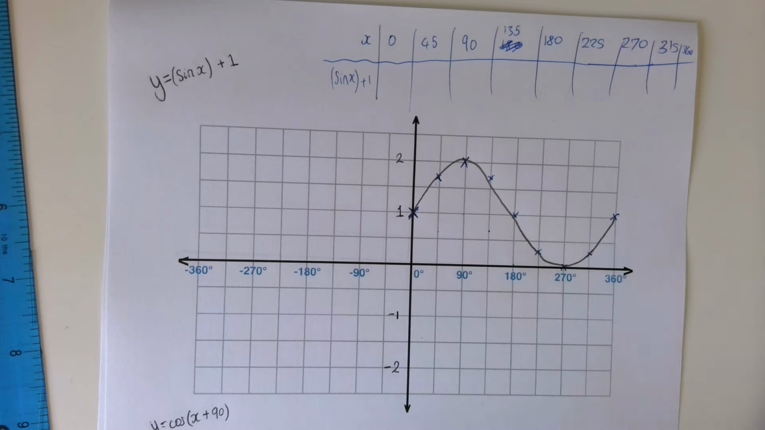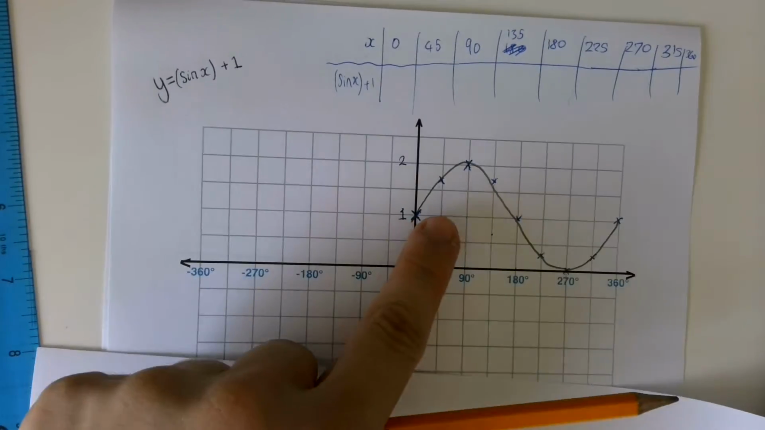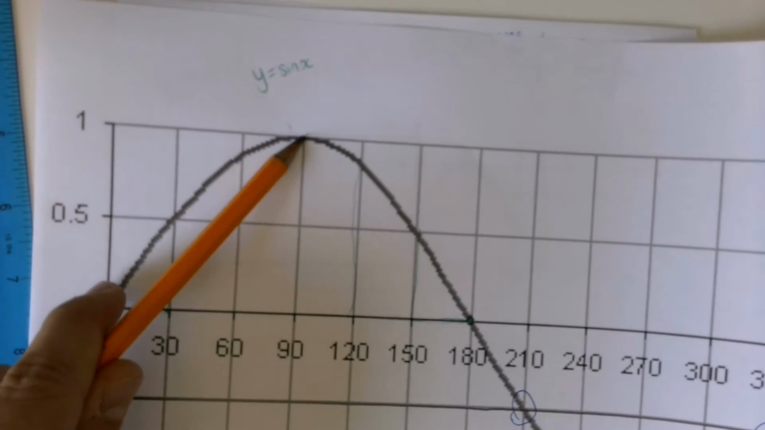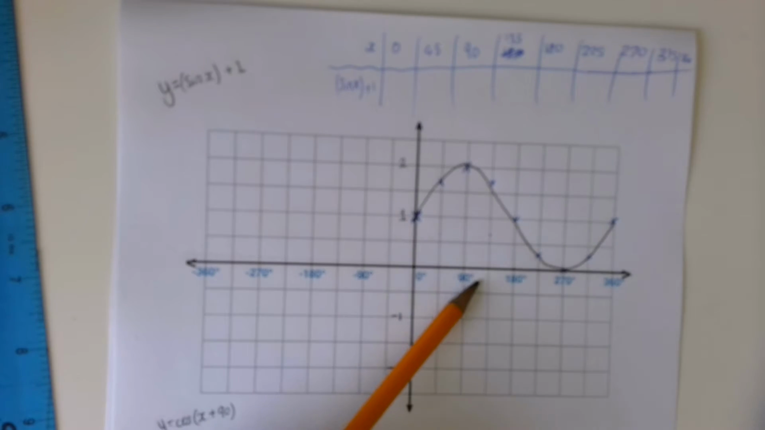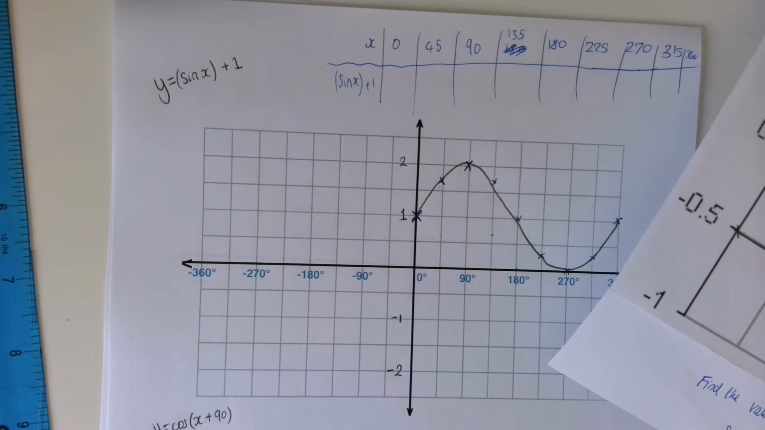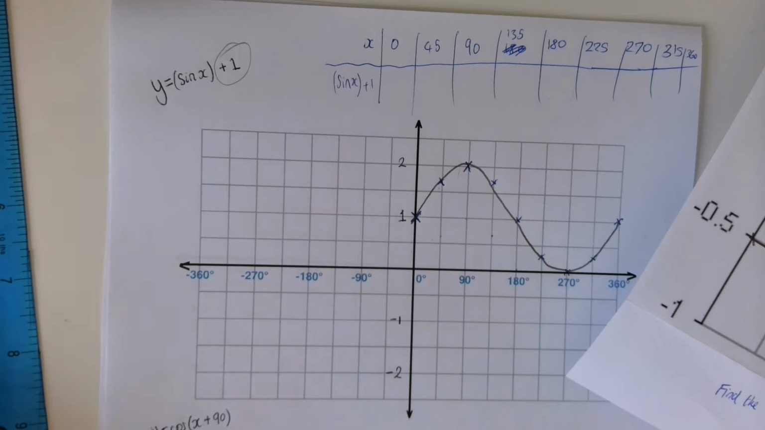Now, if I compare that to my graph of y equals sine x, it's got the same shape, starts at 0, ends at 360 degrees. And again, I've got a maximum point here at 90 and a minimum down here at 270. Maximum at 90, minimum at 270. But you'll notice the big difference is it's been shifted up by 1. So actually that is an example of a translation happening. It's all been shifted up by 1 square. And that is because I've added 1 on to the end.